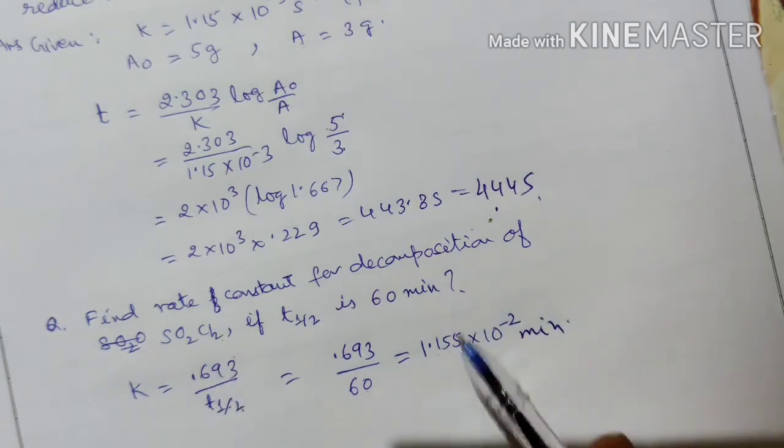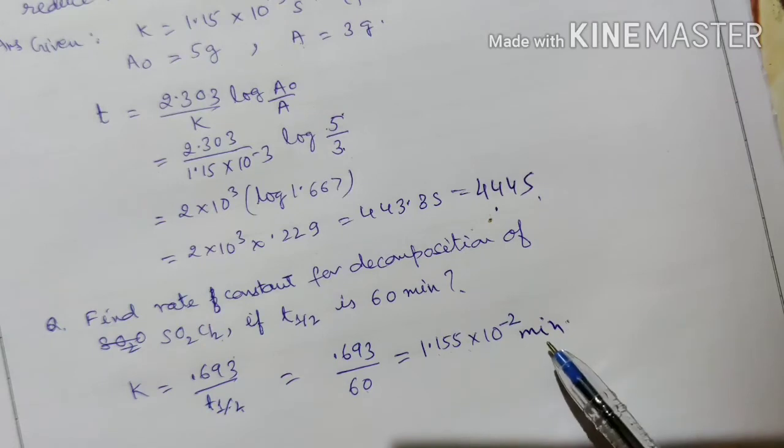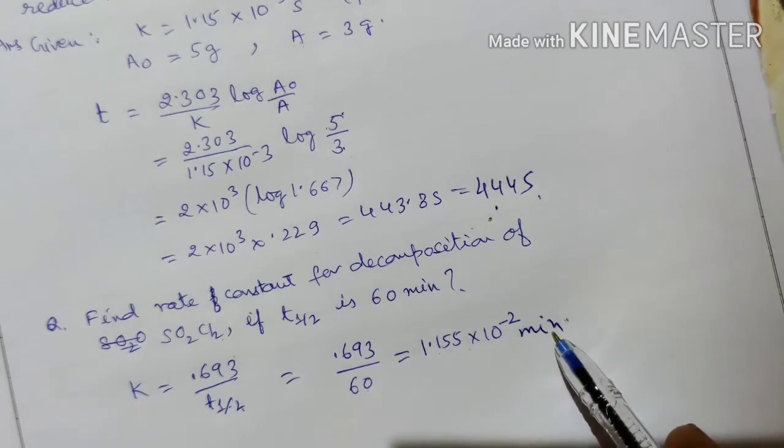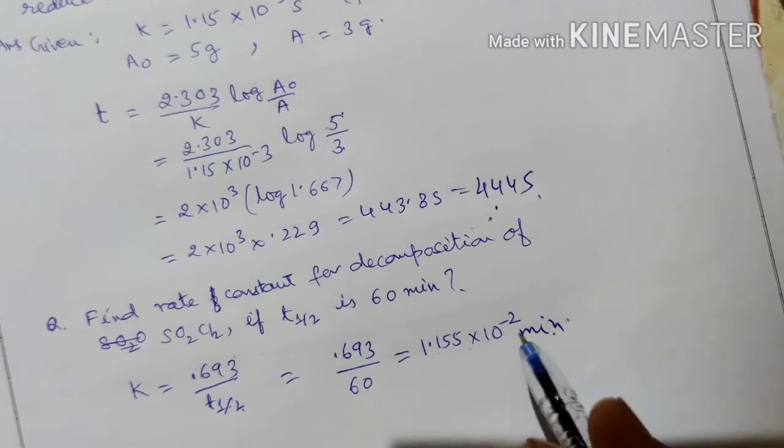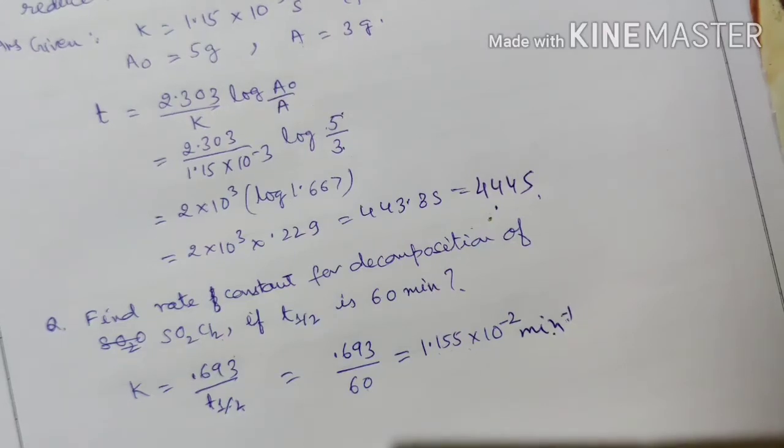Don't convert the time into second if it is given in minute or year. Don't convert it. You just write the unit here. So the unit will be minute inverse for this reaction. So we can find out the rate constant for this reaction.